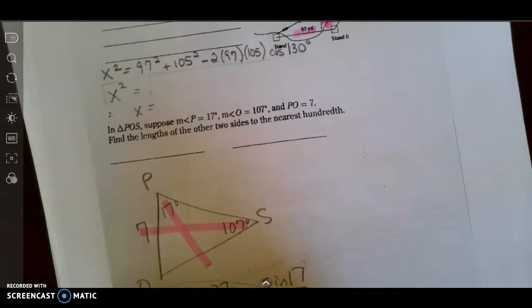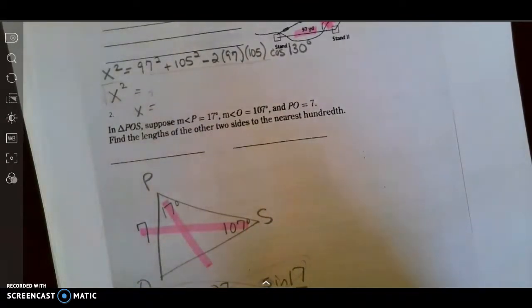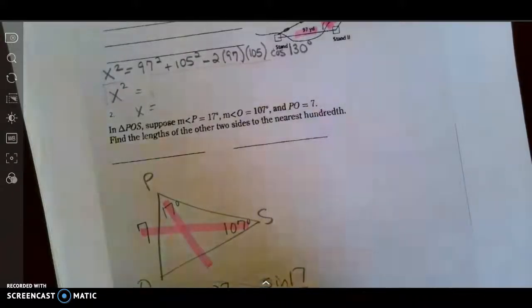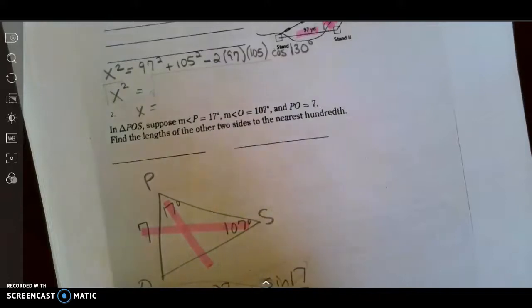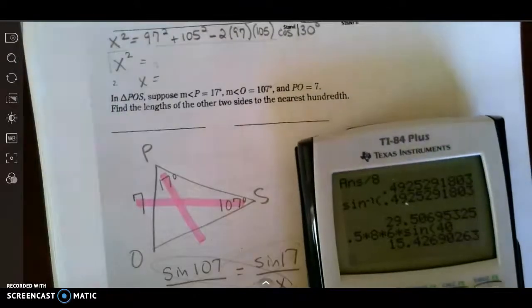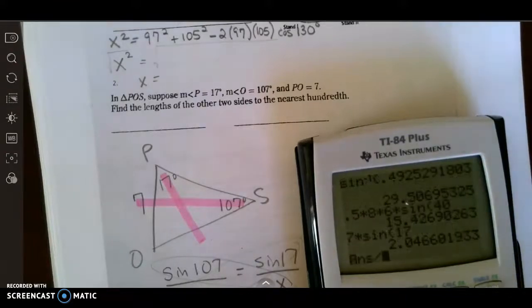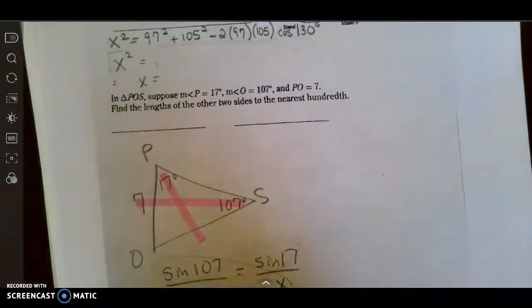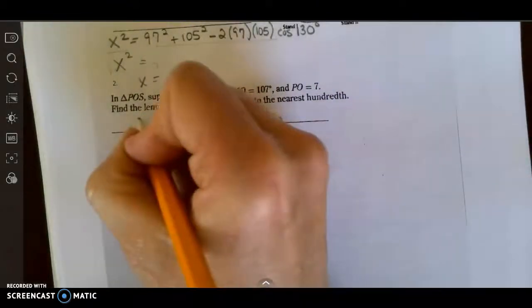7 times the sine of 17 equals x times the sine of 107. Solving for x, I divide by the sine of 107. And I'm going to put this into my calculator as 7 times the sine of 17 divided by the sine of 107. And I get 2.14, 2.5.